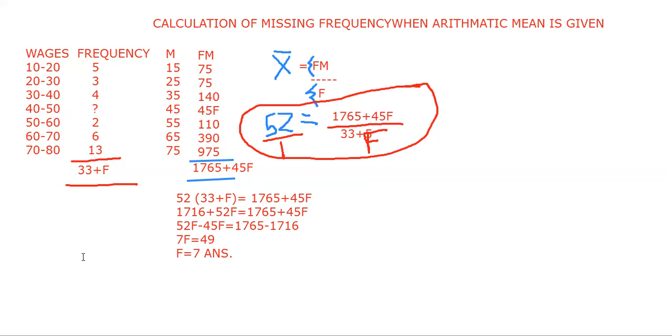I hope this is clear to all of you, how to compute the missing frequency in case of a continuous series when the frequency is not known to us and we have to find it. Just by applying the formula we will be able to find the missing frequency in the question. If you have any doubts, kindly write in the chat box.